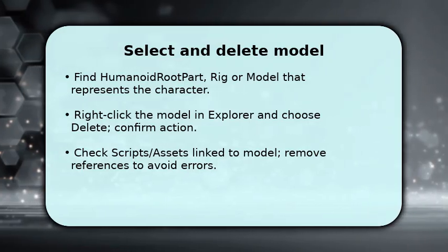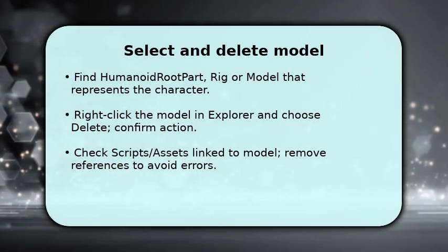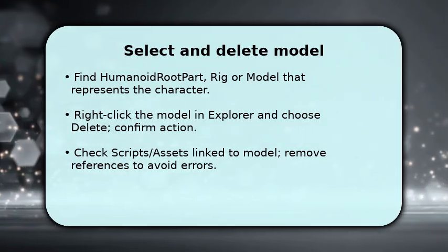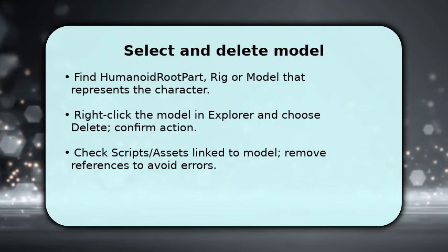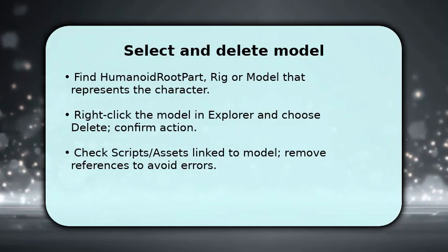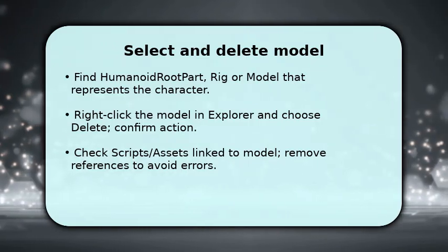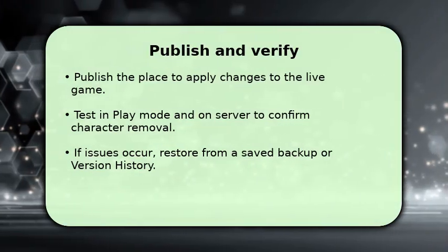Next, right-click the top-level model in Explorer and choose Delete. Studio removes that instance from the place immediately. After deletion, search for scripts or assets that reference the character and either update or delete those references to prevent runtime errors. This cleanup ensures that with the model gone and references cleaned, you can publish the place to push changes live.